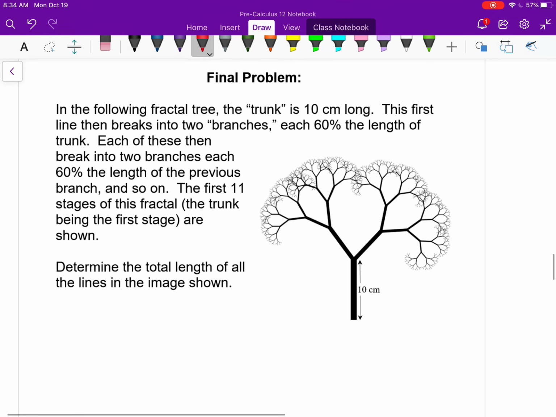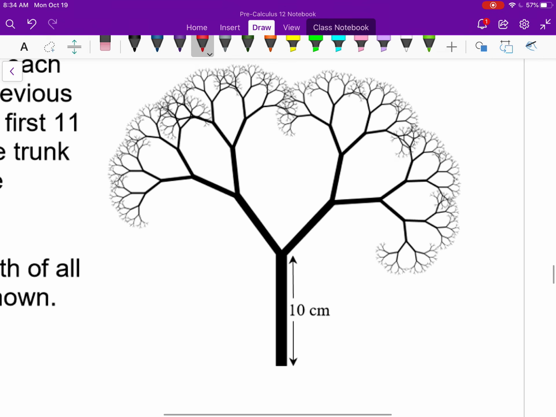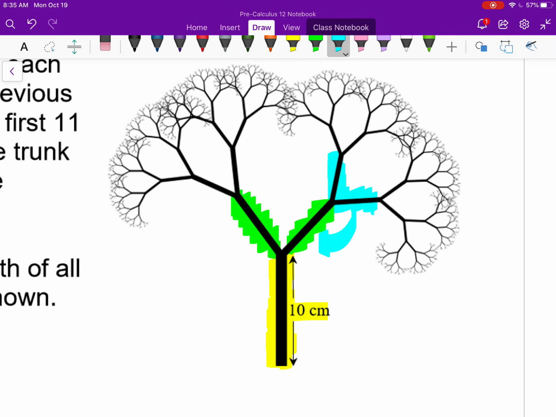Another fractal. This is called a fractal tree. Let me zoom in here, and I'll read what's generally happening. In this fractal, the trunk is 10 centimeters long. So from here to here is 10 centimeters. After that, you can think of the trunk as being the first branch. It breaks into 2. Each of those are 60% the length of the first, so 60% of 10 centimeters. Then each of those breaks into 2 branches, each 60% the length of the previous, and it goes on and on forever.